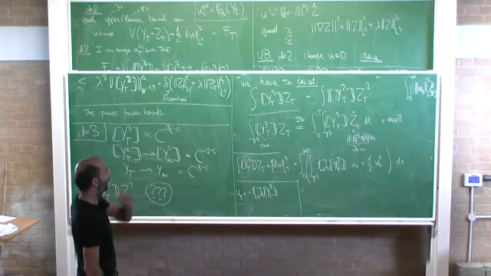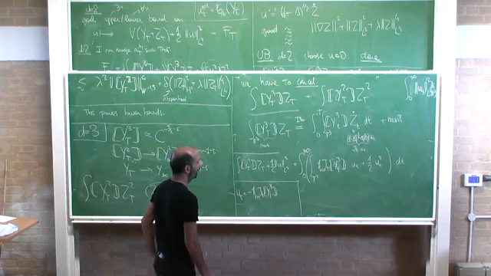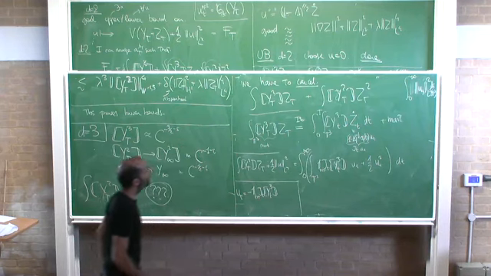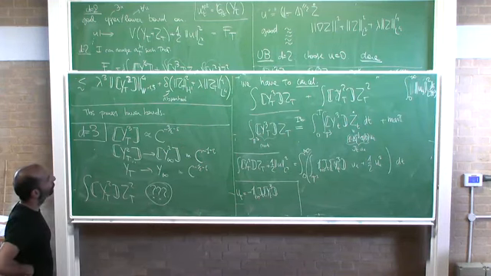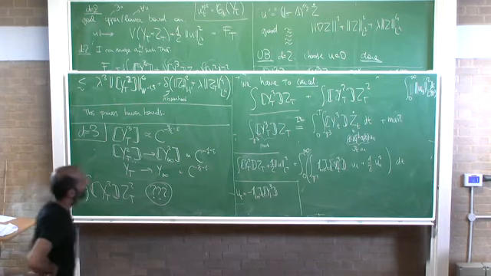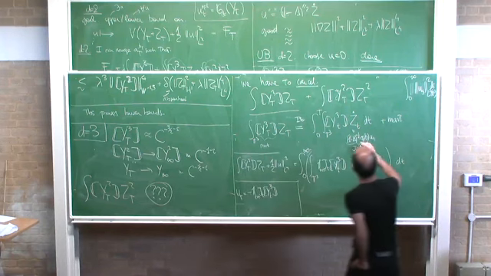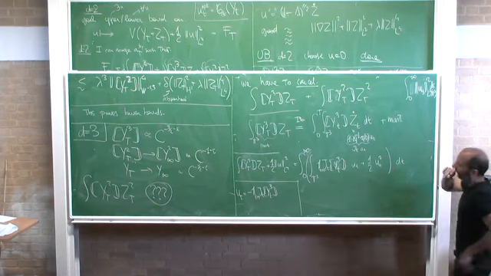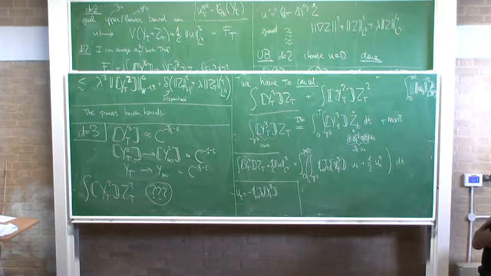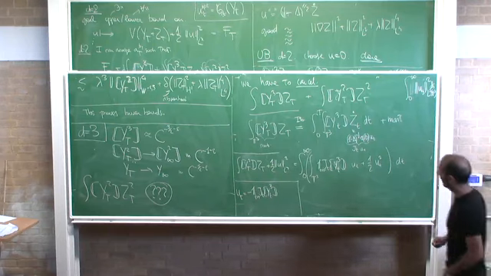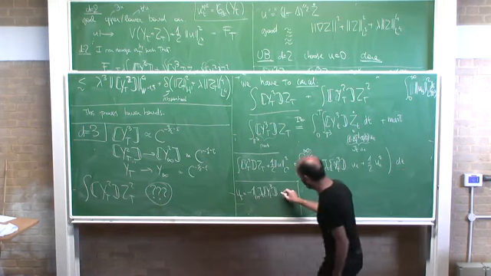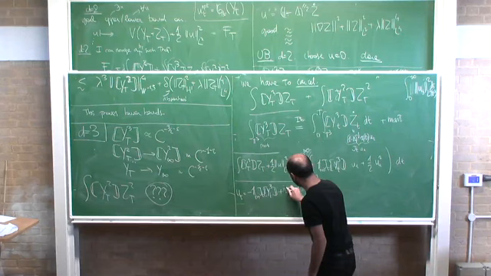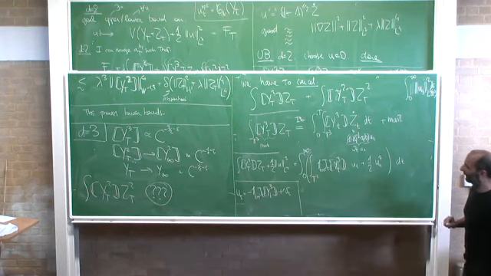There is something wrong. Let me think. No, I think it's fine. No, there is something wrong. No, it's not minus 1. I'm lost. Sorry. No, yeah, it's okay. Everything is fine. Sorry, I was distracted.